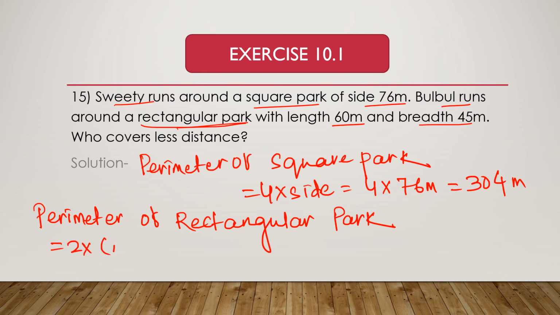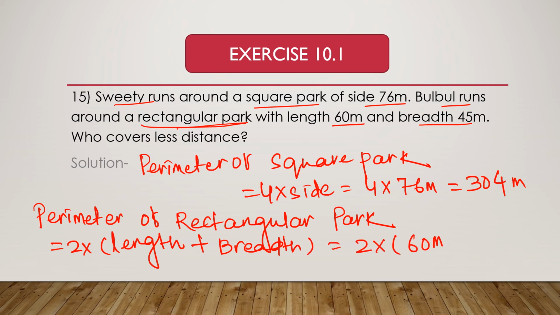Two multiplied with length plus breadth. So it will be 2 multiplied with length, 60 meter, plus breadth, 45 meter. 2 multiplied with 105 meter, so it is 210 meter. So the perimeter of the square park run around by Sweetie is 304 meter.